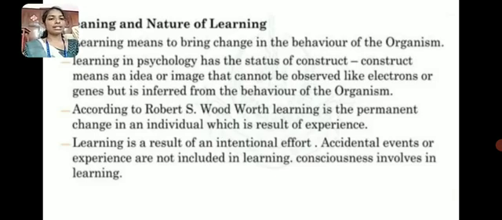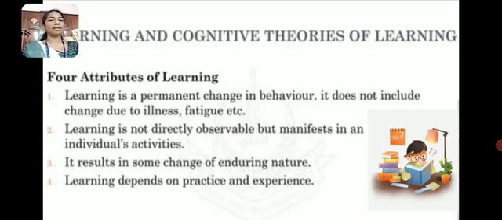According to Robert S. Woodworth, learning is a permanent change in an individual which is a result of experience. Learning is a result of intentional effort. Accidental events or experience are not included in learning. Consciousness is involved in learning. Now we see the four attributes of learning. Learning is a permanent change in behavior, and learning is not directly observable but manifests in an individual's activities. It results in some change of enduring nature. Learning depends on practice and experience.